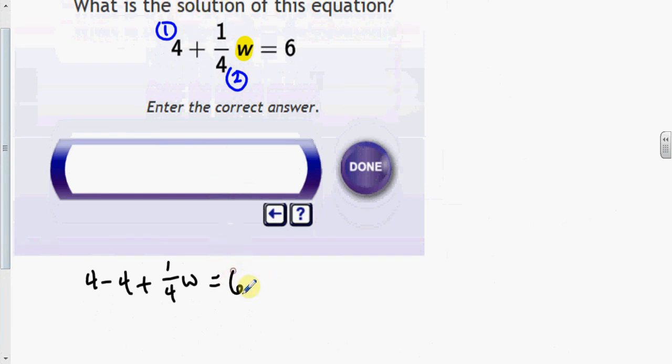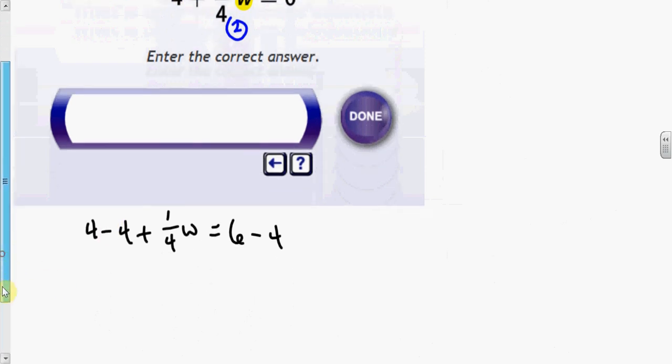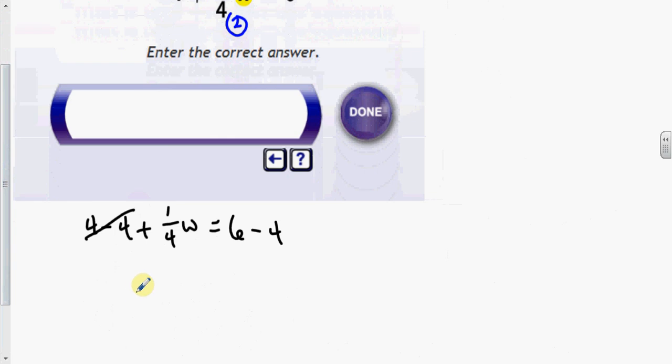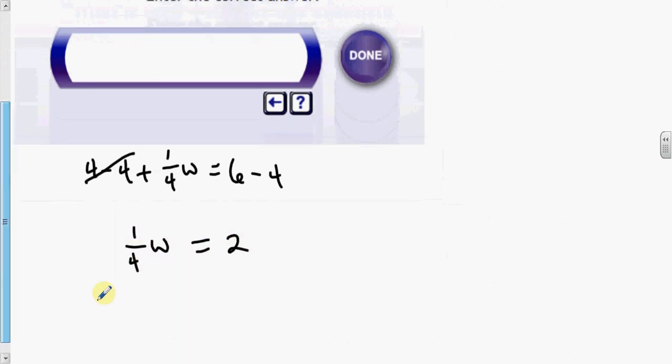Okay. This is 6 minus 4. This was a 4 here. I need to subtract it, do its opposite operation to get rid of the 4 on the left side. So that cancels. I have left over here 1 over 4 times w is equal to 2. Now you can think about this as being w over 4. That's what that means. It's equal to 2.